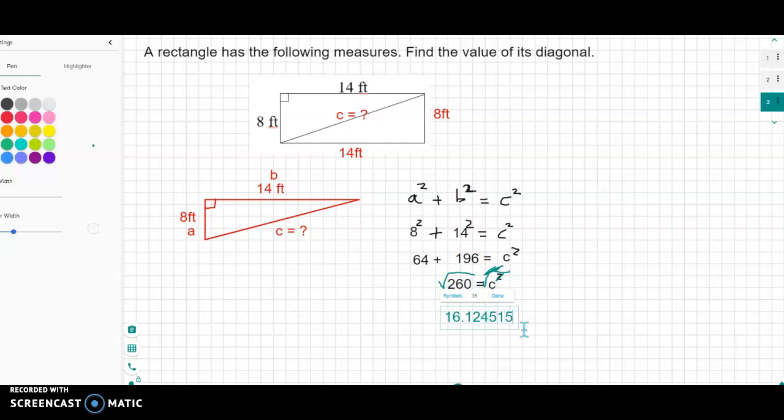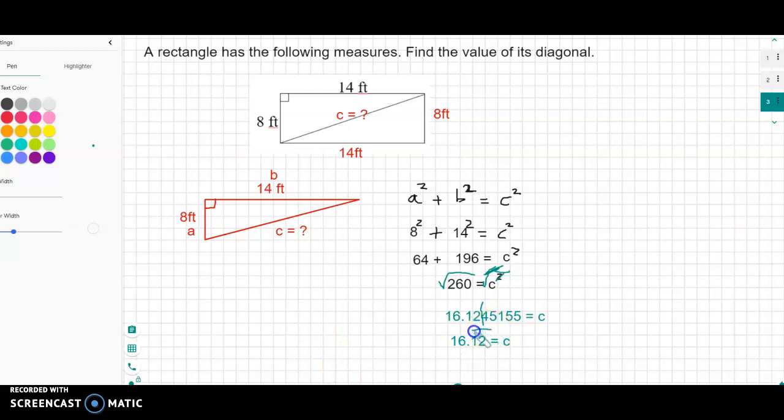16.1245155, the value of C. There are a lot of decimals, guys, so we are going to approximate to the nearest hundredth. The same as before, we check the third decimal place: if it is equal to or greater than 5, we increase the second decimal place to the next whole number. Here we have a 4, so we keep the second decimal place as 16.12. So we can leave the answer as 16.12, which is the value of C.